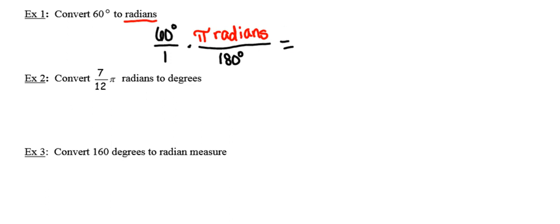And now just a quick recap on multiplying fractions. Remember that when you multiply fractions, you're going to multiply the numerators. So 60 times pi becomes 60 pi. And then multiply the denominators. 1 times 180 becomes 180. And now you're going to use your calculator to simplify that fraction. 60 over 180 becomes 1 over 3.